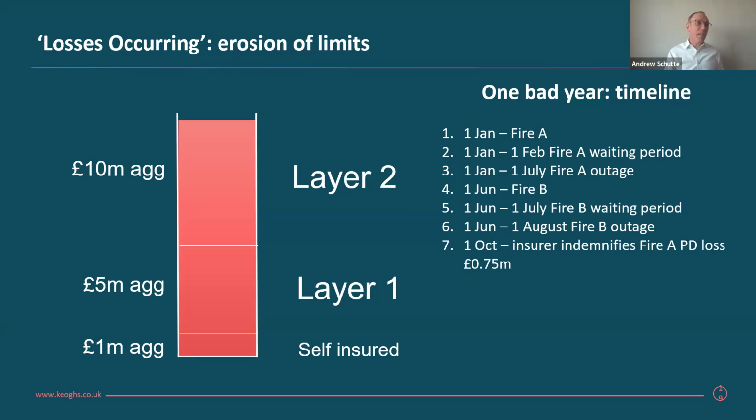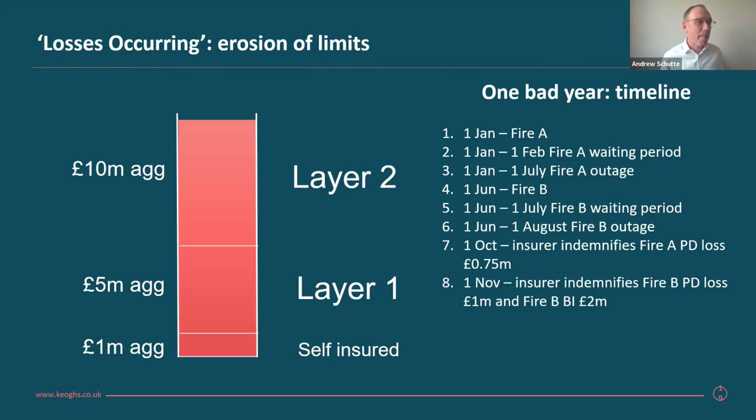1st of October, the insurer gets around to paying the property damage loss for the first fire, just short of $1 million, $750,000 they pay. 1st of November, the insurer pays out on the whole of the fire B claims, the PD and the BI, $3 million in all gets paid at once on the 1st of November. And right at the end of the year, the insurer works out what it wants to do on the BI loss for that fire that happened right at the beginning of the year and pays out $6 million.